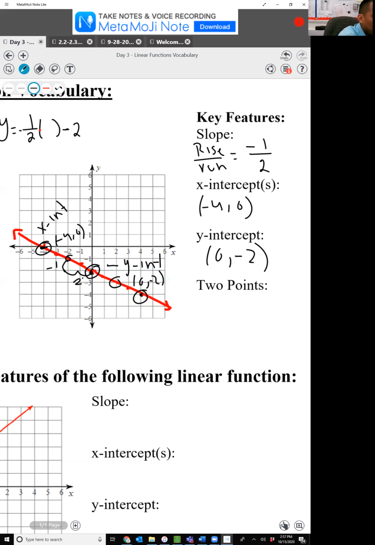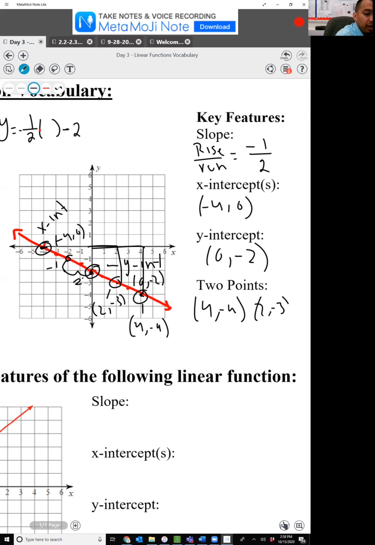Okay, and there's a point right there. Well, what points are those? Well, this point is 4 over, down -4. So that point is 4, -4. And that would be one of them. My next point is 2 over, down -3. So then that would be 2, -3.